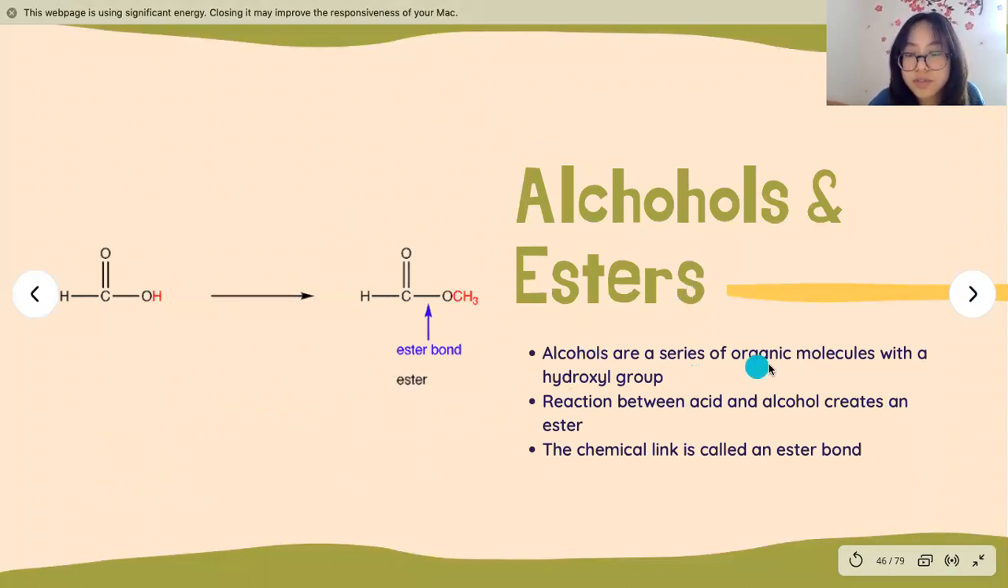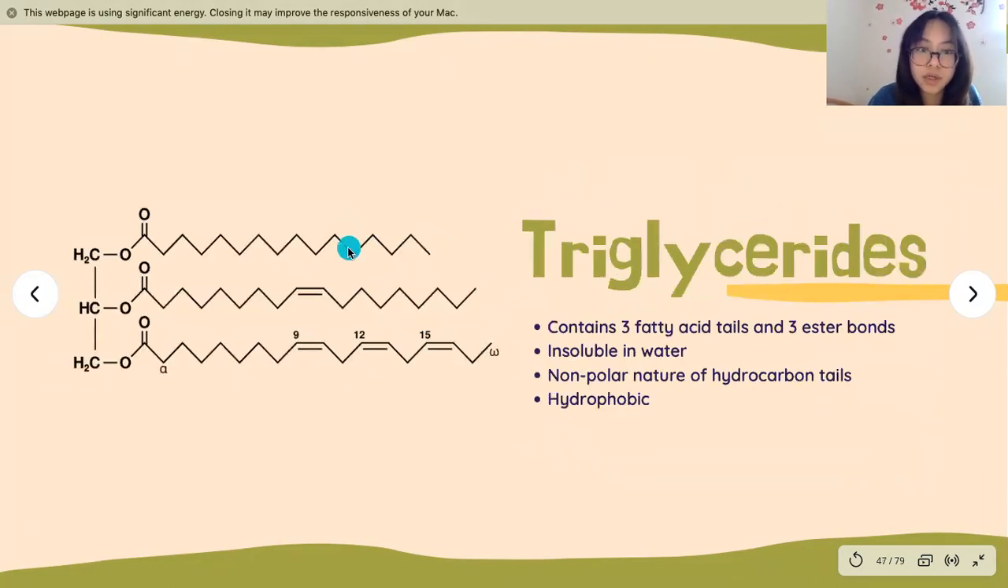So alcohols are a series of organic molecules with a hydroxyl group, and the reaction between the acid and the alcohol creates an ester, and this chemical link is referred to as the ester bond. This is a triglyceride, where there are 3 fatty acid tails and 3 ester bonds. They are insoluble in water, meaning that they are hydrophobic.